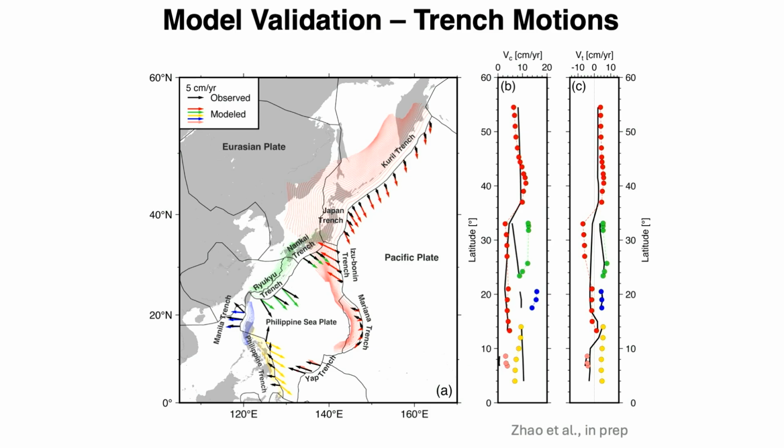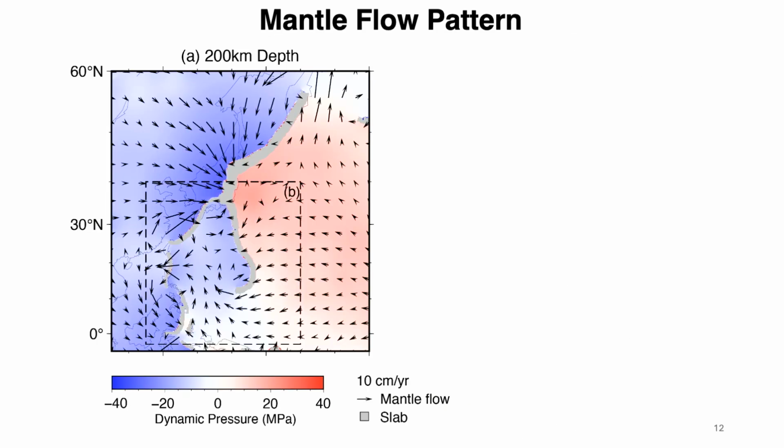And another very important but difficult constraint is the trench motion, which is the relative motion at the subduction zones. Here we show our model trench motion in colors and the observations in black. We can see on the left figure, our models capture the direction of the trench motions. And on the right, you can see our model can also well capture the magnitude of the trench motions.